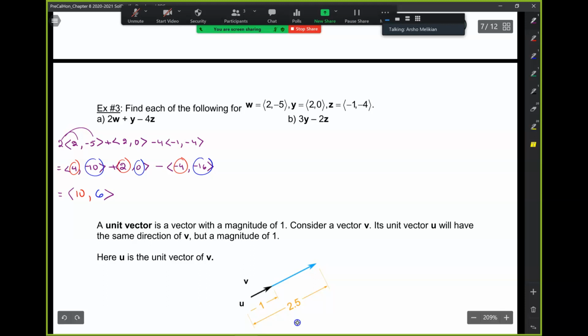Should we do another one? Are you guys cool? Okay, so 3 times y, 2, 0, minus 2 times z. Distribute the 3, 6, 0. Okay, this time I'm going to distribute the -2 because it's less counterintuitive. So I get plus 2 and 8. So this is 8, 8.